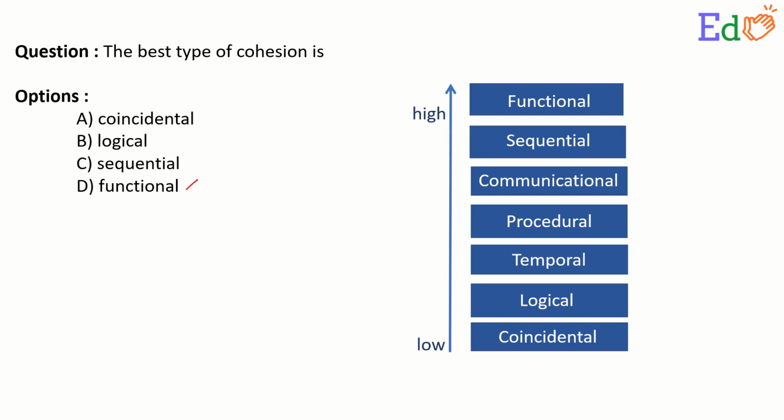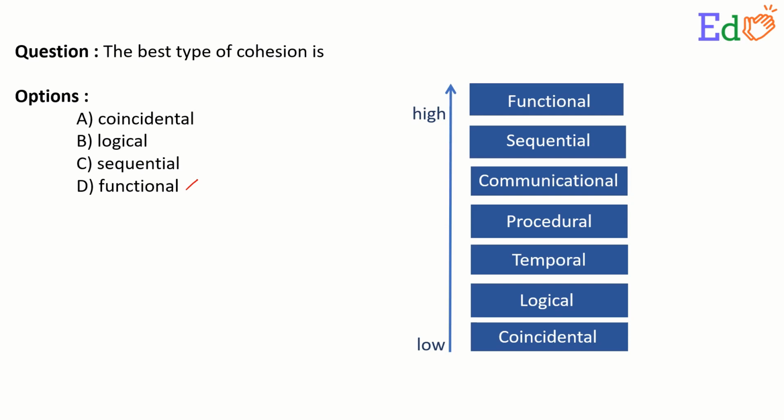A sequential cohesion is the second best type of cohesion. A module is said to possess sequential cohesion if the different functions of the module execute in sequence. And not only that, the output from one function is the input to the next function in the sequence. That is the sequential cohesion.